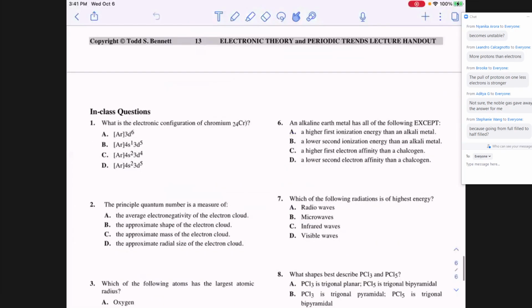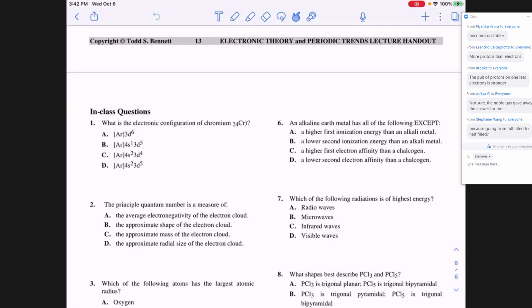Last one, 6. An alkaline earth metal has all the following except: a higher first ionization energy than an alkali metal, a lower second ionization energy than an alkali metal, a higher first electron affinity than a chalcogen. Probably not. A lower second electron affinity than a chalcogen. Yep, because now you're adding one electron into the d orbital. That means you're jumping up in energy level, so you're not becoming more stable. So you're not giving off energy. You would take in energy to jump up. So that's a true statement.